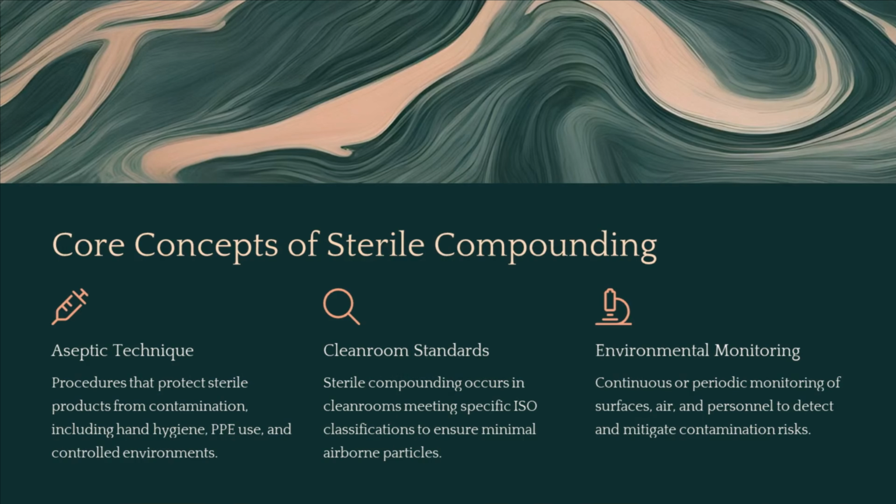Aseptic techniques protect sterile products from contamination, including hand hygiene and PPE use. Sterile compounding occurs in clean rooms meeting specific ISO classifications to ensure minimal airborne particles. Continuous or periodic monitoring of surfaces, air, and personnel is essential to detect and mitigate contamination risks.